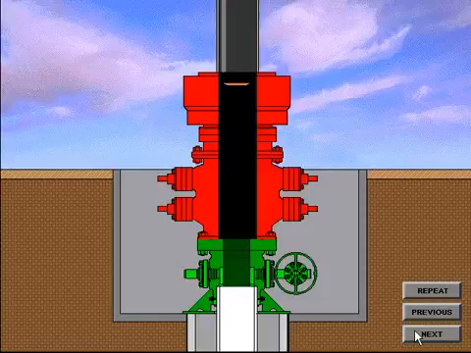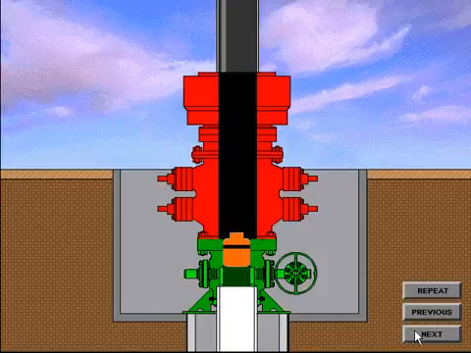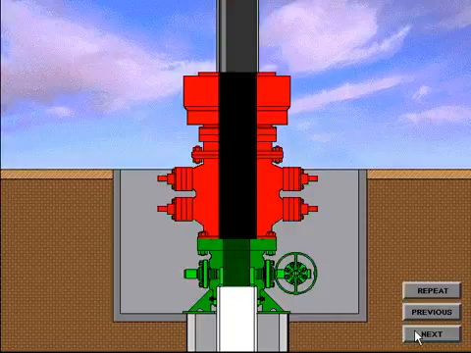To test the BOP system, the test plug is made up on the drilling string and lowered through the BOP system until properly located in the casing head bowl. Pressure is applied from above the plug and the BOP system is tested.